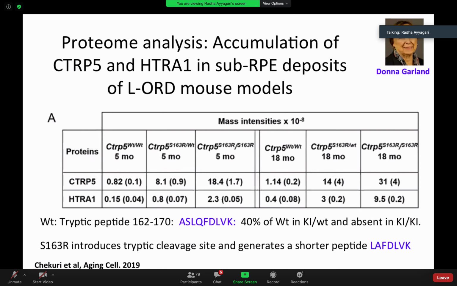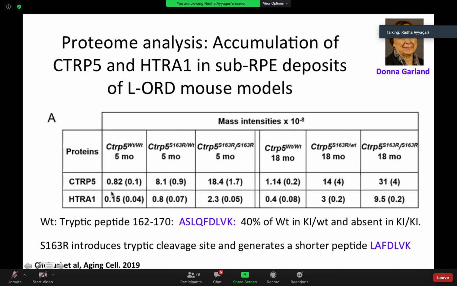Interestingly, around the same time, we were collaborating with Dr. Donna Garland, at that time at Harvard, on proteome analysis of sub-RPE deposits in these CTRP5 mice. Donna had already published similar studies on the EFEMP1 mutant mouse model. We initiated the collaboration with her and sent the mouse eyes, and she dissected them and performed proteome analysis. She observed the accumulation of two different proteins in the sub-RPE deposits: CTRP5 and HTRA1, the top two candidates.